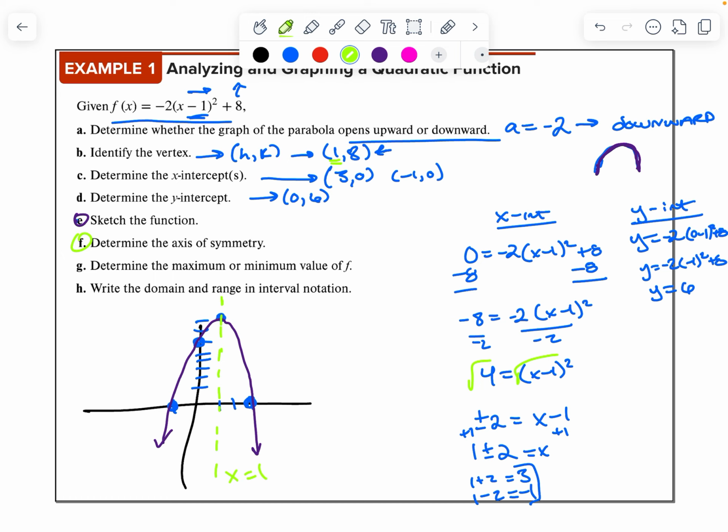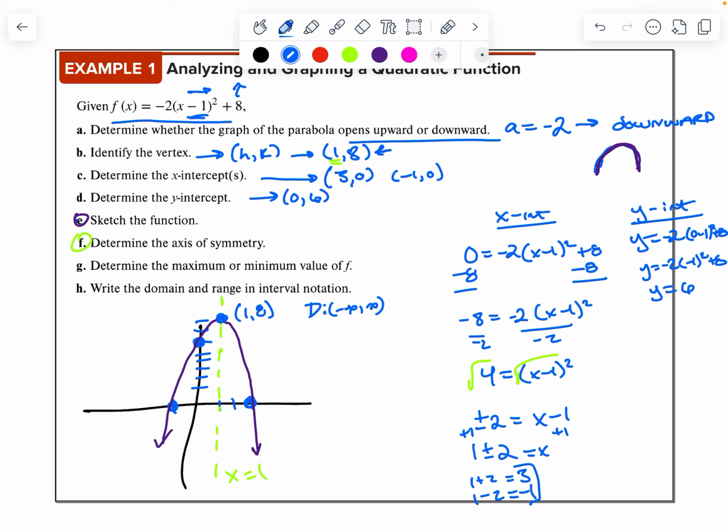What is the maximum or minimum value of y? Well, that's our vertex right there. Our maximum value is 8, and that occurs at x equals 1. And write the domain and range. For any quadratic, the domain is going to be -infinity to infinity. There's nothing restricting that function. There's no way to square root a negative. There's no way to divide by 0. So the domain of a quadratic is going to be -infinity to infinity.